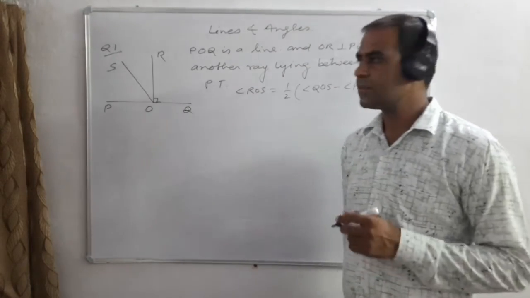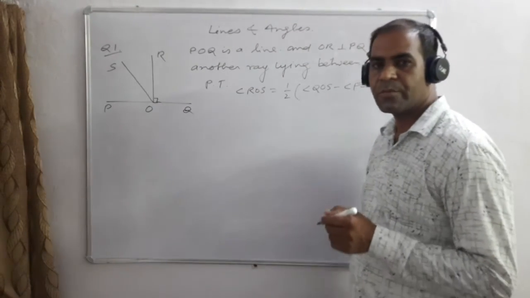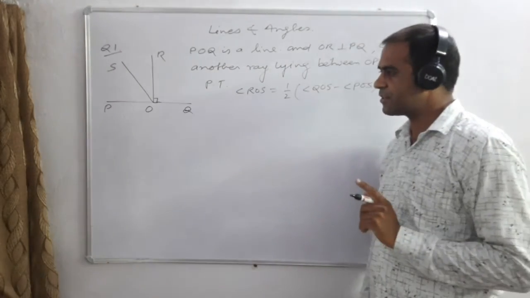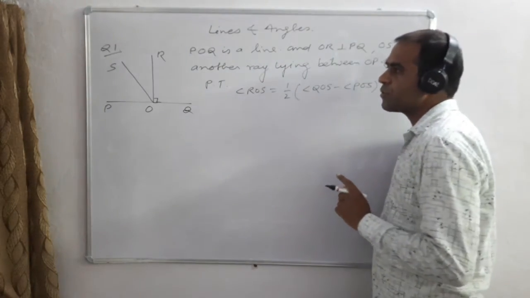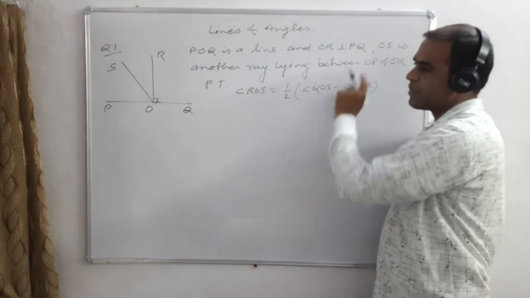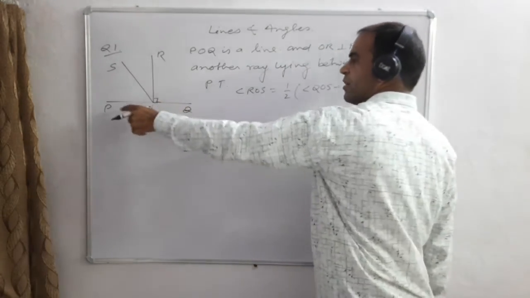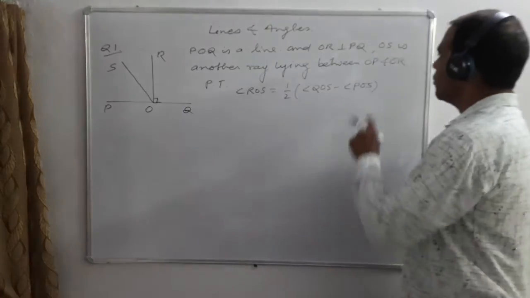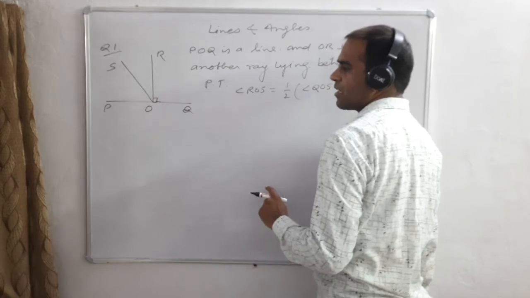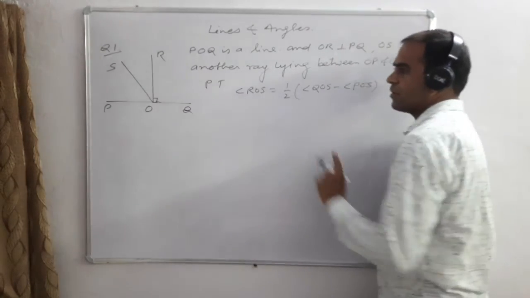Dear students, today we will take some practice questions for our chapter Lines and Angles, chapter 6. First question: POQ is a line and OR is perpendicular to PQ. Here OR is perpendicular to PQ, and OS is another ray. This is OS. OS is another ray lying between OP and OR.